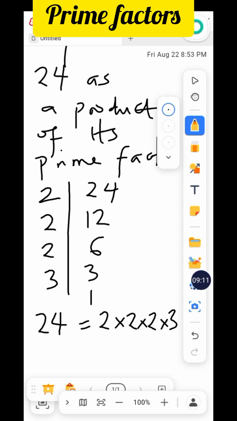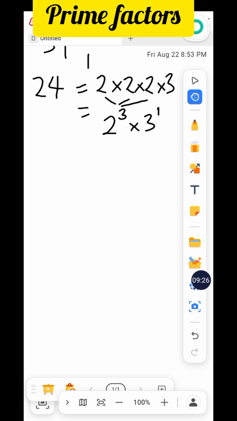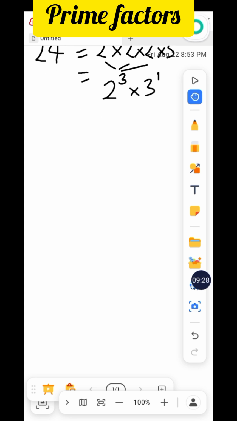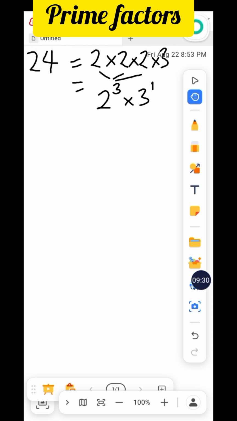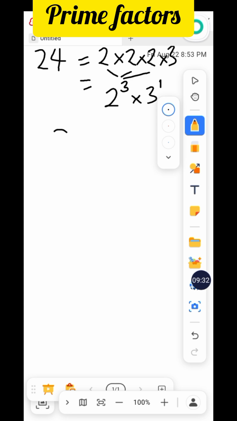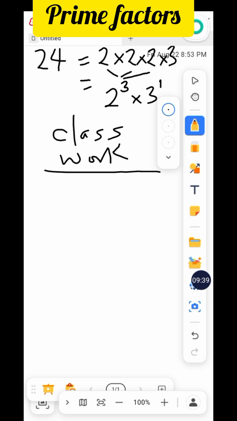And if you choose to write it in index form, you count. How many 2 do you have? That's 3. 2 raised to power 3. How many 3 do you have? That's 1. 3 raised to power 1. So we have successfully written 24 as a product of its prime factors in index form. Having understood that, I will give you classwork and let us see what you can do.